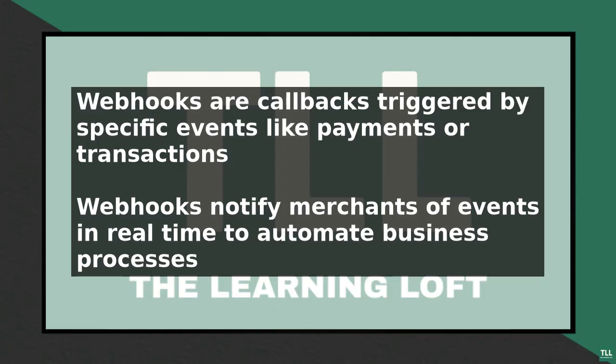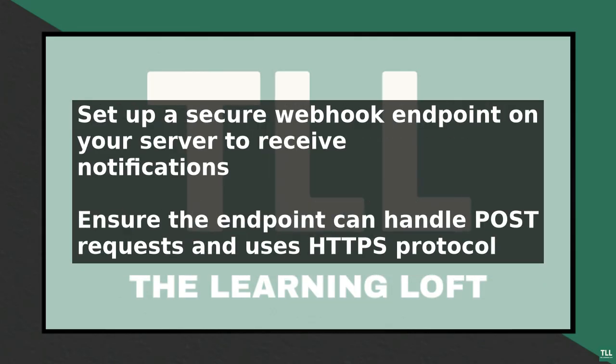The first step in automating Authorize Net webhooks is to set up a webhook endpoint on your server. This endpoint will receive the webhook notifications from Authorize Net. You need to ensure that your endpoint is secure, using HTTPS, and can handle POST requests.